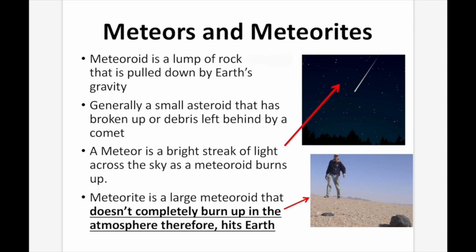How do we differentiate an asteroid from a meteoroid? Typically, a meteoroid is a smaller asteroid. A meteor is a bright streak of light across the sky as a meteoroid burns up. As that meteoroid enters Earth's atmosphere, it encounters a lot of friction, which causes it to burn up. As it burns up, it creates a fireball in the sky, and that's what we see as a meteor.